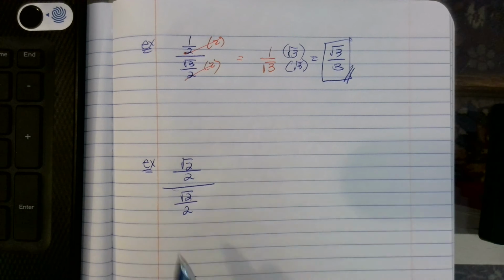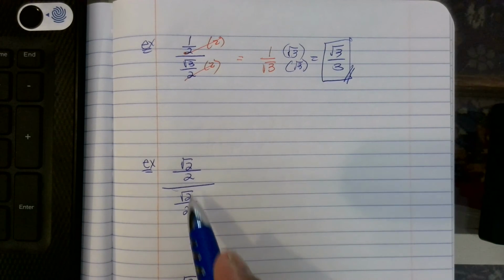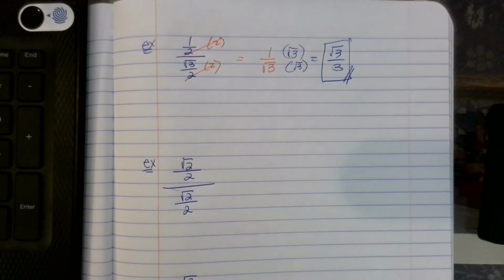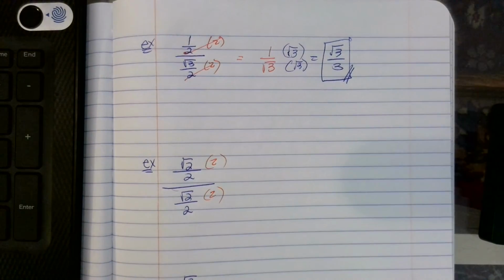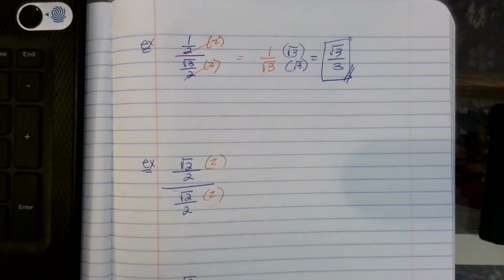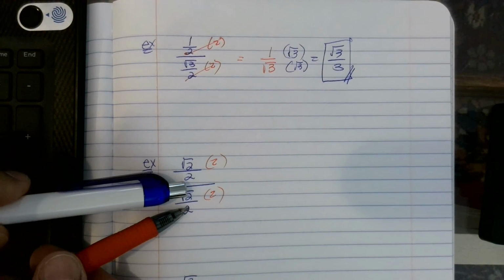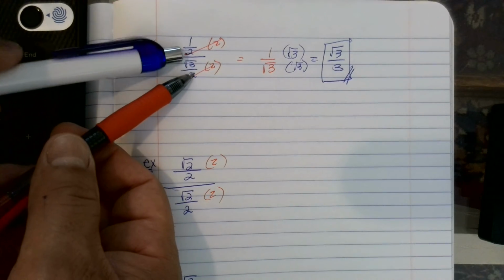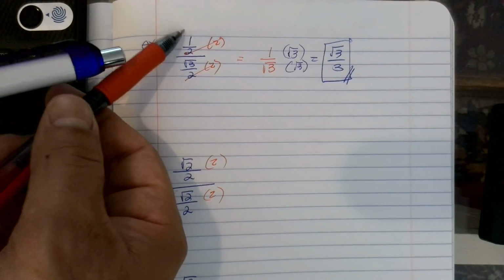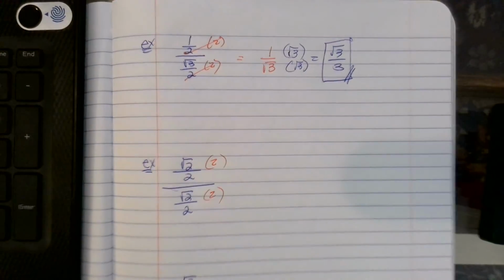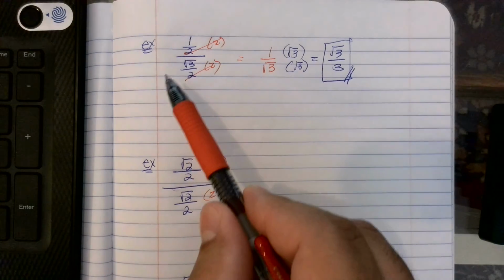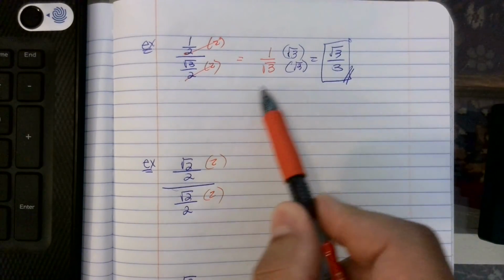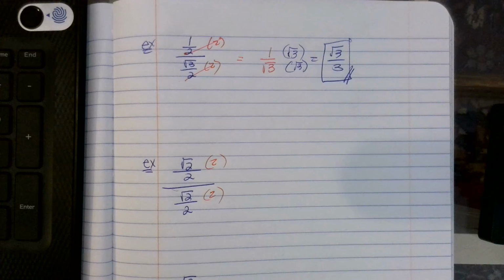In this next example, the same thing. My LCD is 2. In fact, when my denominators are the same, I could actually just ignore them. Right? If I just ignored those two denominators because they're the same, I'd have 1 over radical 3. A lot of times in pre-calculus or calculus, the course is difficult because your professor goes from here to here without showing the algebra. They're assuming you know the algebra.